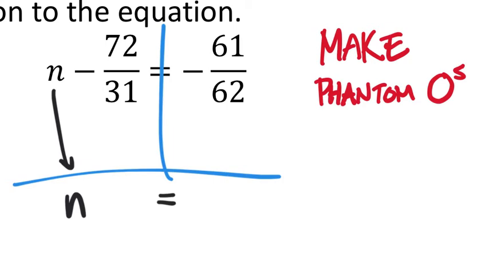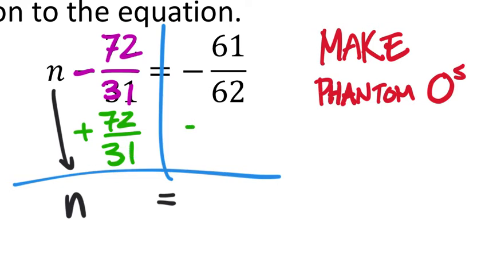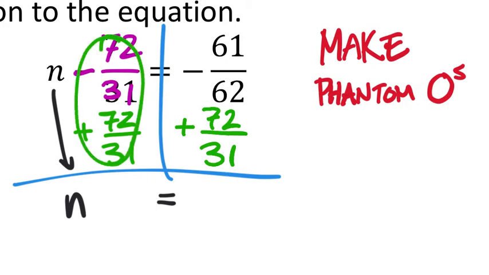Now, be aware that the value that's being subtracted, 72/31, by itself is considered negative 72/31. Okay, but we want to make it a 0. And to do that, I'm just going to add 72/31. Okay? Remember, I just did it to the left side, so I got to do it to the right side as well. Plus 72/31. Okay? Well, that does make that a 0, which is just exactly what we wanted.